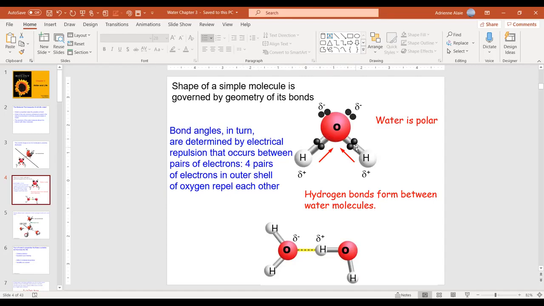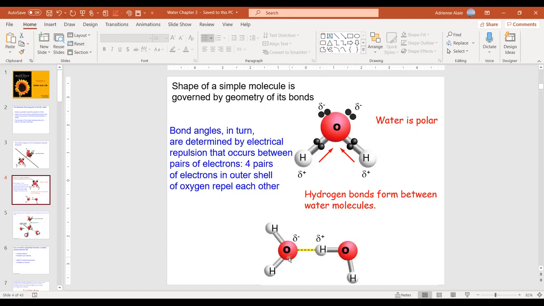So they try to get as far apart from one another because in electricity, like dislikes like, right? So two negative charges repel each other. So the regions that have electrons try to spread out as far apart from one another, and that's why you get the bond angles that you do in molecules. Okay, but because of the polarity, right?